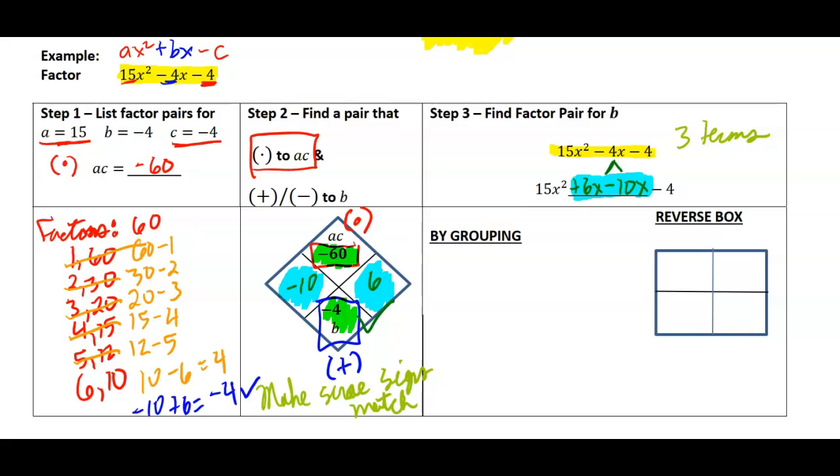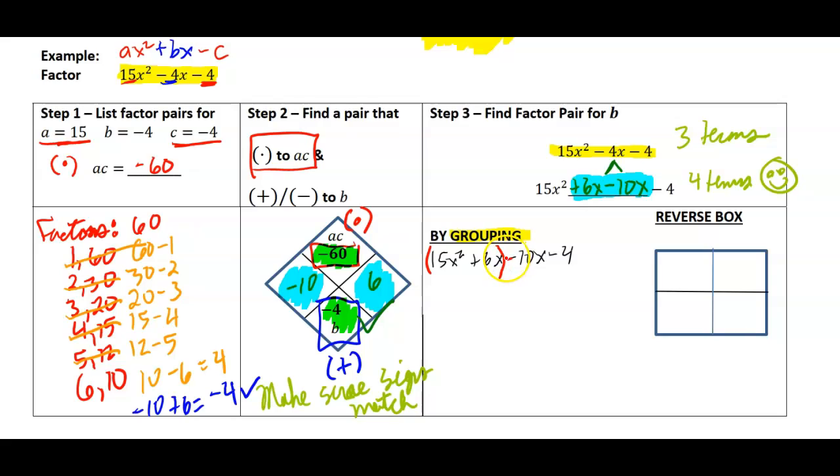Now what we have is 4 terms. So now we can move forward with our factoring strategy, factoring by grouping. So we're going to start with the grouping method. Let me write what it says. 15x squared plus 6x minus 10x minus 4. So grouping, first 2 terms.